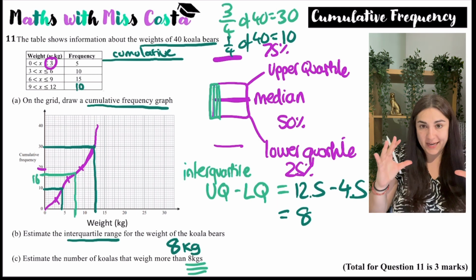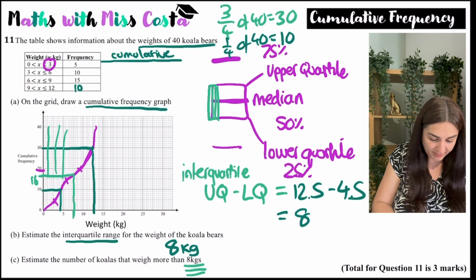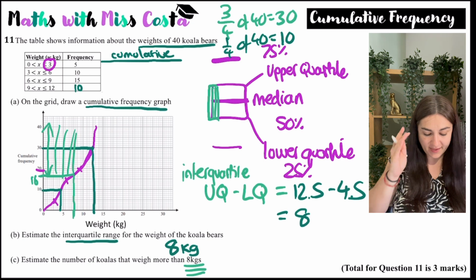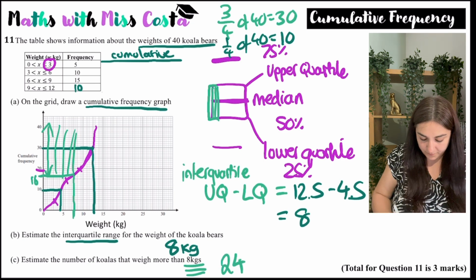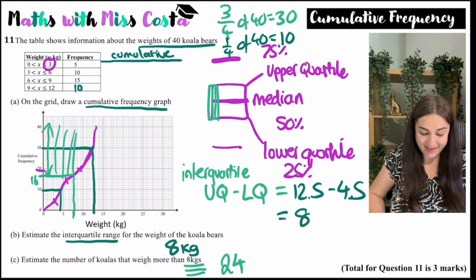So how many koala bears weigh more than 8 kilograms? It's going to be all of these koala bears. Okay, so from 16 to 40, that's a difference of 24. So 24 of the koala bears weigh more than 8 kilograms.